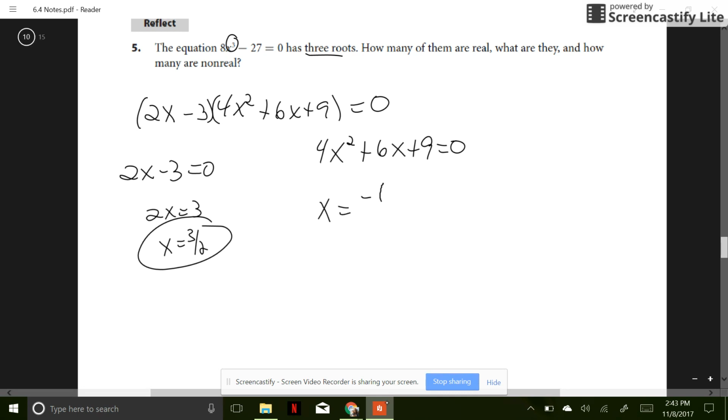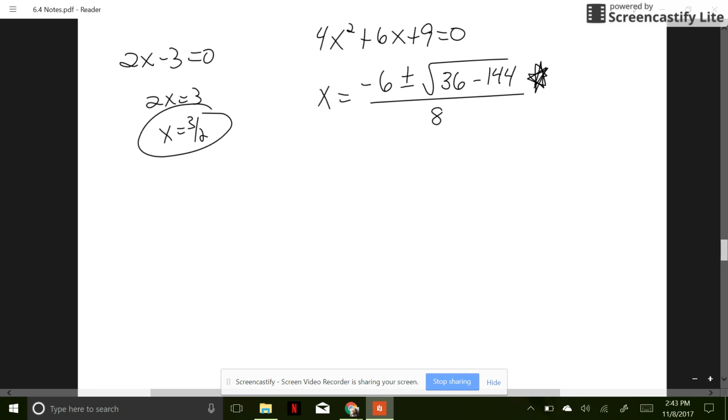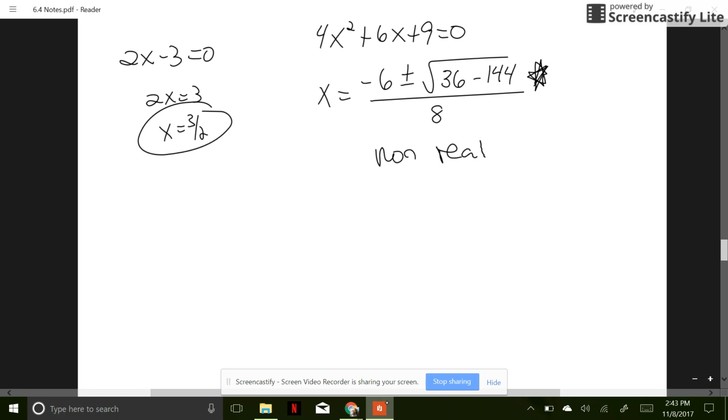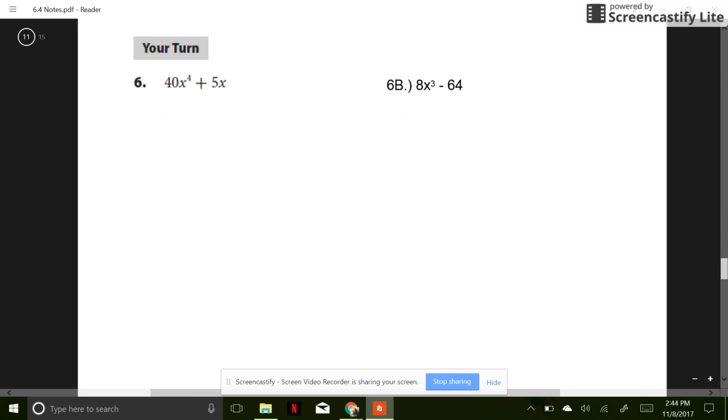So x is equal to negative b plus or minus the square root of b squared, which is 36, minus 4ac, so 4 times 9, which we'll get minus 144, all over 2 times a, which is 8. If we notice here, under our square root, we're going to get a negative number. So that means we're going to have non-real solutions here. So we found that we should have one real solution, which is x equals 3 over 2, and then we'll have 2 non-real solutions. So let's try some more factoring.